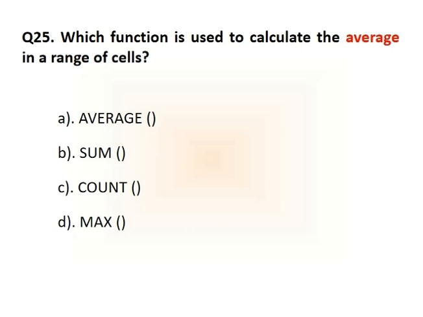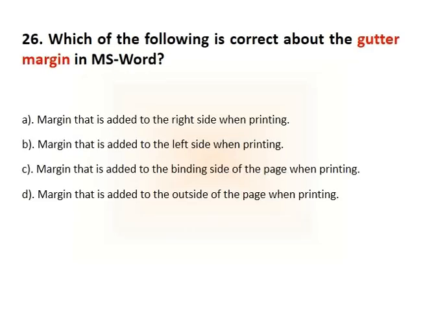Option number A, average. Which of the following is correct about the gutter margin in MS Word? Option number C, margin that is added to the binding side of the page when printing.